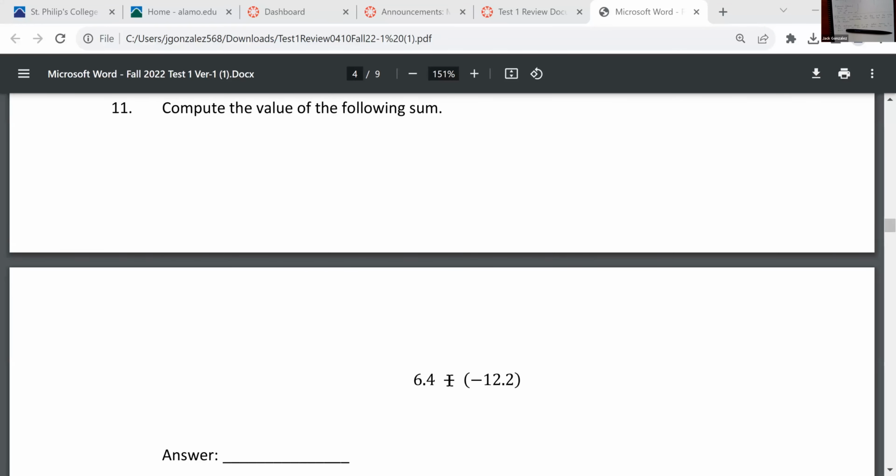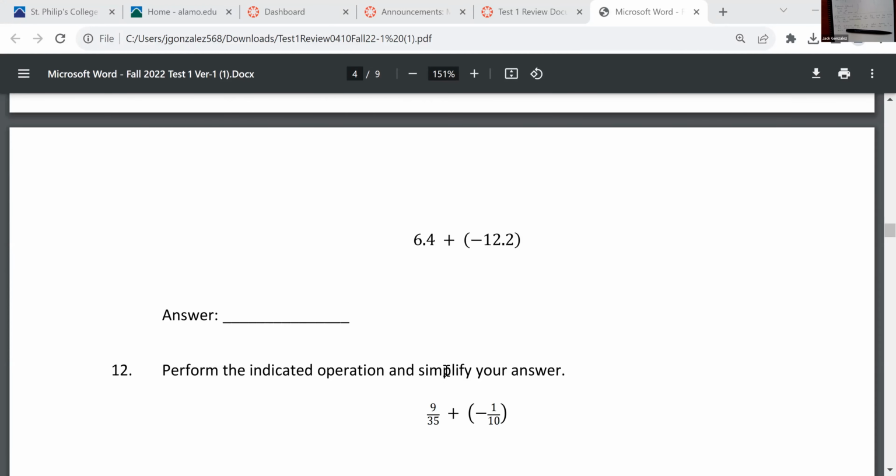11 is they're testing you on the signs to add them. Would your answer be negative or positive? What is your answer? For sure negative, right? This one. Negative 5.8. So if you guys got this one, all 12 and all is perfect.